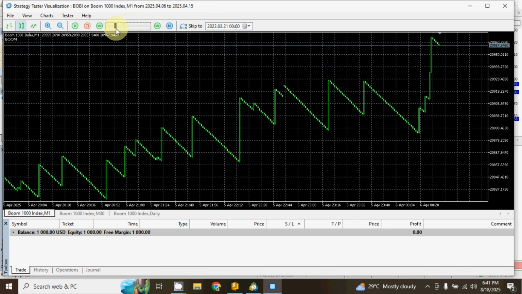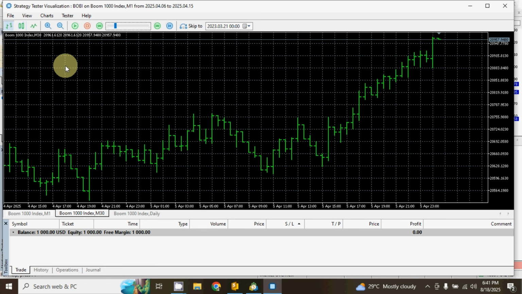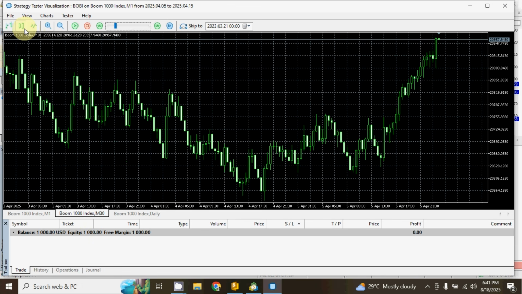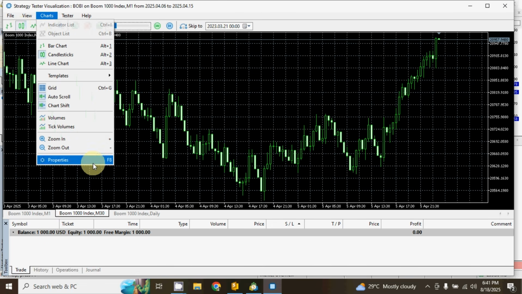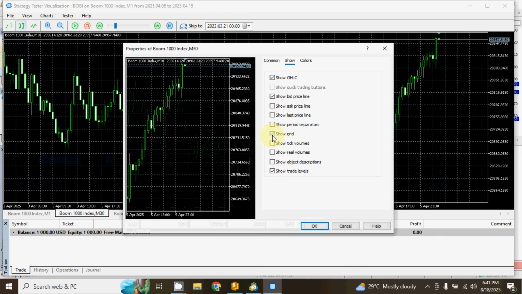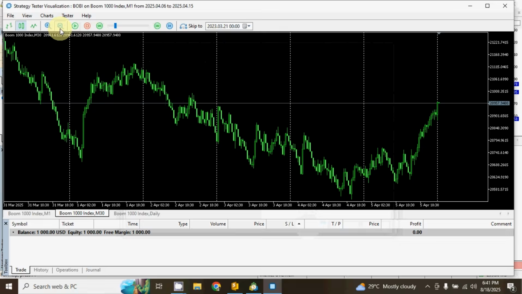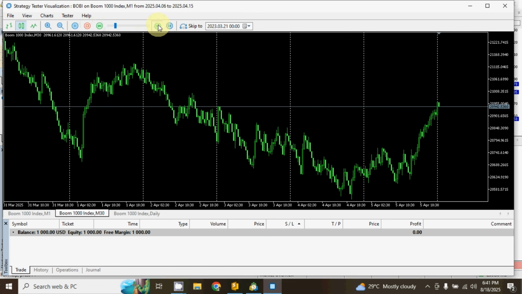Let me just reduce it. Then click on this Boom 1000 30 minutes. Once you are done with that, you can zoom out, change the chart to green, change the chart to candle. Then you can go to chart properties. Then you can turn off the grid and turn on the period separator and test it yourself. So for example, let's see how it's going to work here. Let me forward it a bit.